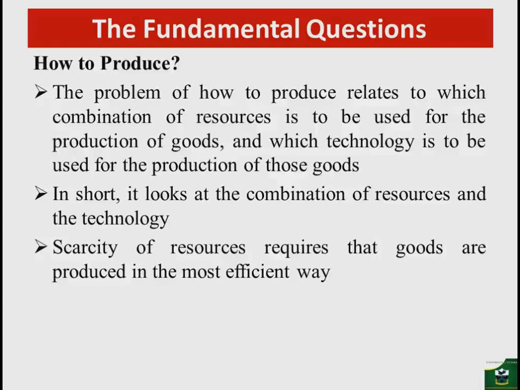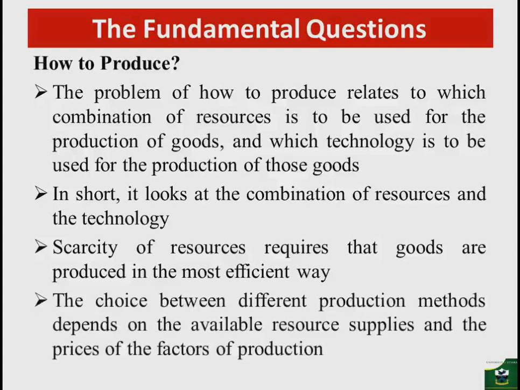Okay, so the choice between different production methods then depends on the available resource supply and the prices of the factors of production. If you have a lot of resources, you will be able to produce more. And if the factors of production are cheap, you will be able to produce more at a given cost.